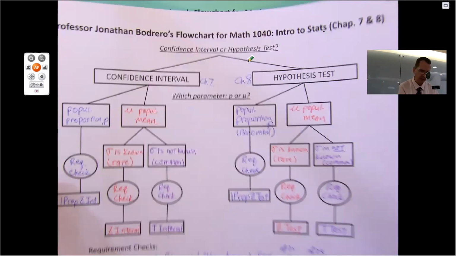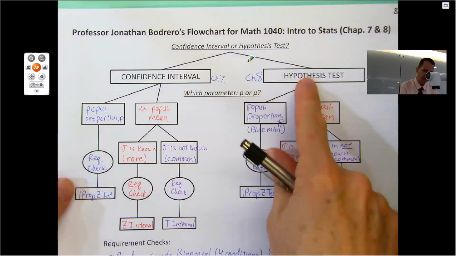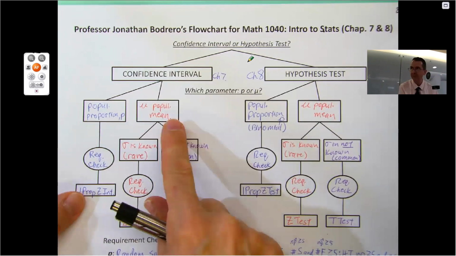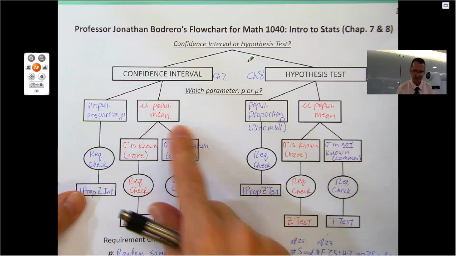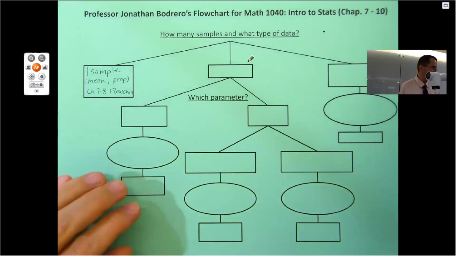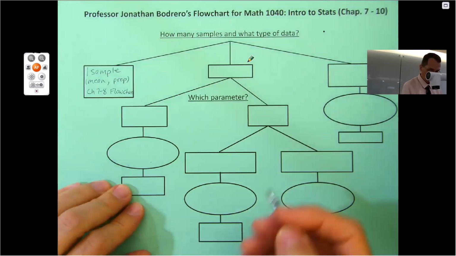So we ask ourselves, is it a confidence interval or is it a hypothesis test? Are we dealing with the population proportion from a binomial, or are we dealing with a mean? Things like that. So that we've already done. What's the new stuff that we've talked about here over the last 2 chapters? 2 samples.